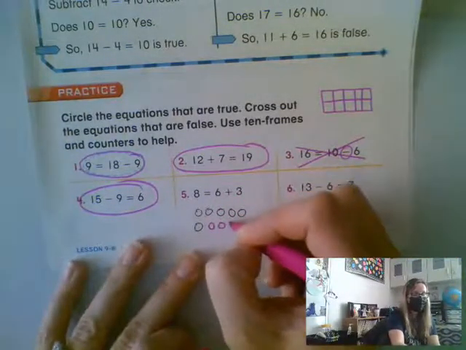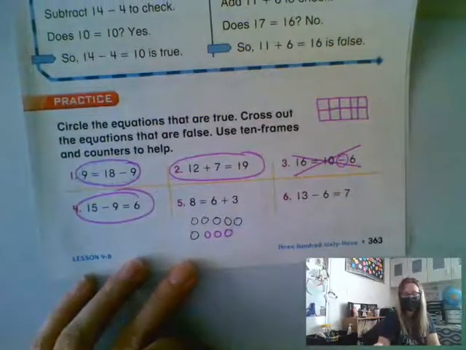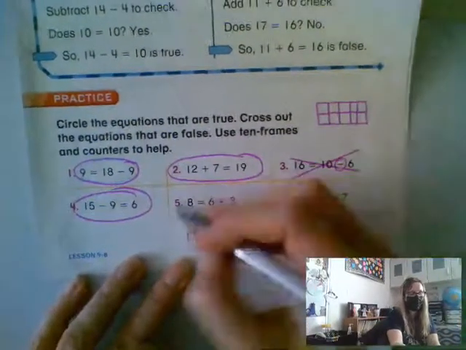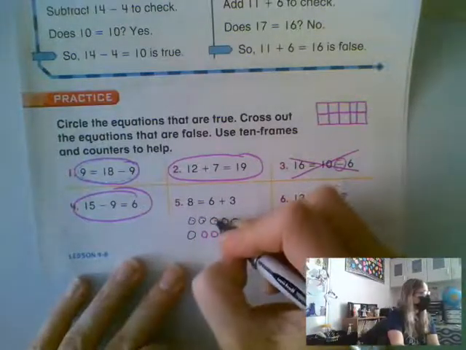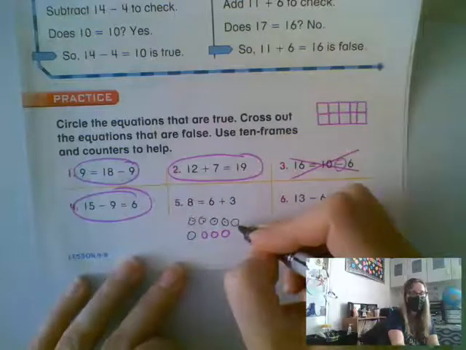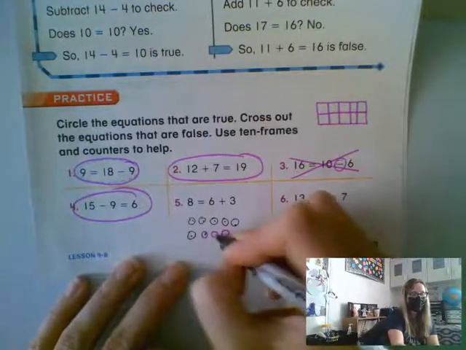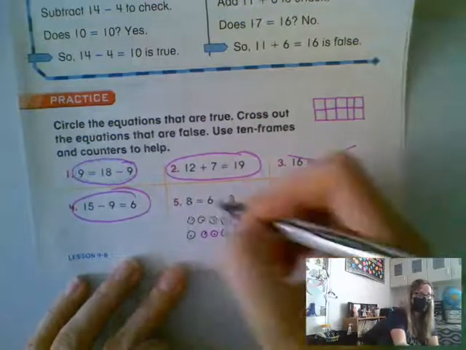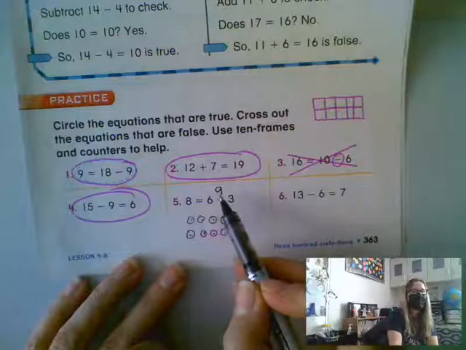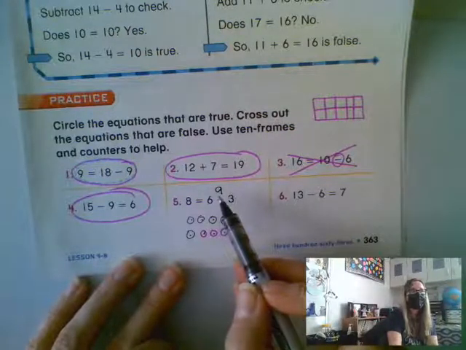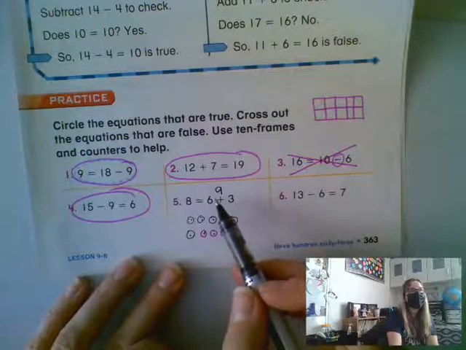1, 2, 3. Now let's count how many we have all together. Are we ready? Here we go. 1, 2, 3, 4, 5, 6, 7, 8, 9. So 6 plus 3 is 9. Does 8 equal 9, Noah? Does 8 equal 9?